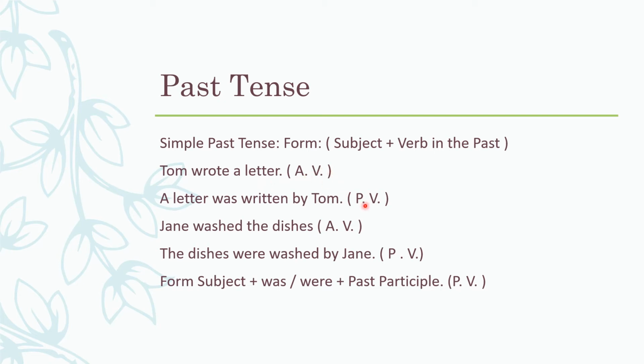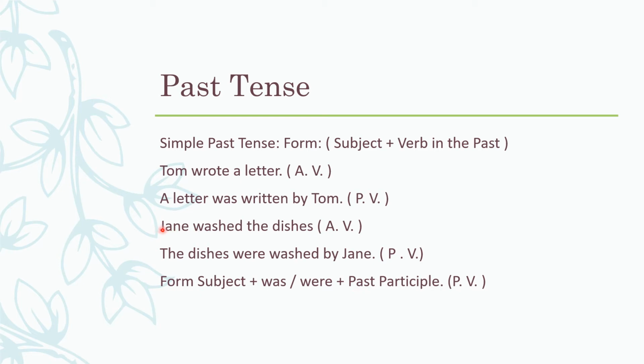Now we have to change this into the passive voice. So we know that the object in the active voice becomes the subject in the passive, and the subject in the active voice becomes the object in the passive voice preceding by. Then you will use the be form in the past. What is the be form in the past? Was or were. So you will use was. Why? Because a letter was, it is singular. The subject here is singular. A letter was written by Tom. Written is the past participle.